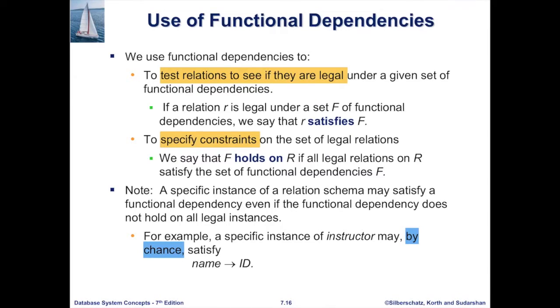Okay. Also note that sometimes a specific instance of a relation schema may satisfy a functional dependency even if the functional dependency does not hold on all legal instances. So, nagkataon lang by chance na yung set of all records have unique names. So, may functional dependency from name to ID. So, the name uniquely identifies the ID. Pero hindi naman ito true for all instances of that relation.